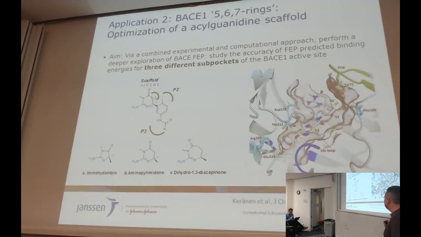Here we have a scaffold, another base scaffold. So this is what I like to do: the same target now, different chemical series, and let's really see if we see consistent results. Here what we're going to do is change the size of this scaffold. We're also going to change this P2 substituent, which is what's coming off this chiral carbon here and goes backwards. And we're also going to change again the P3 pocket.